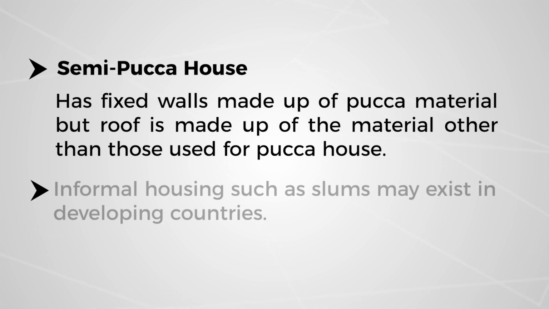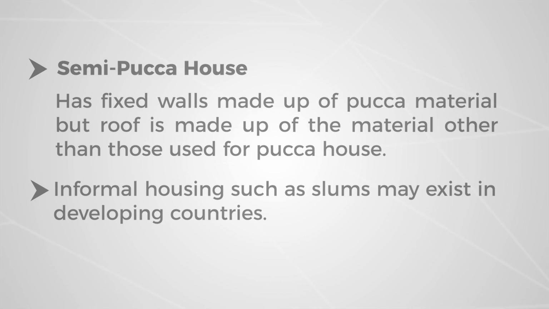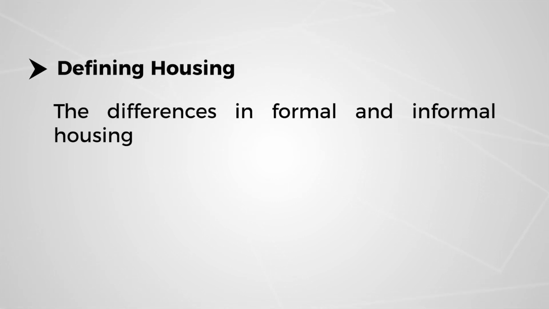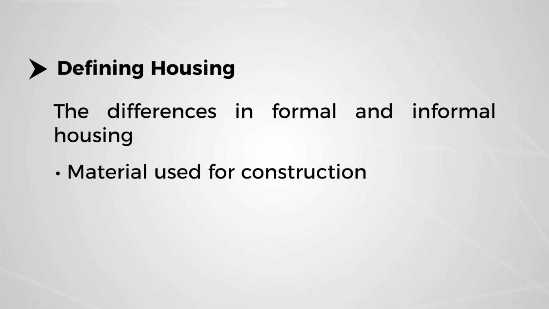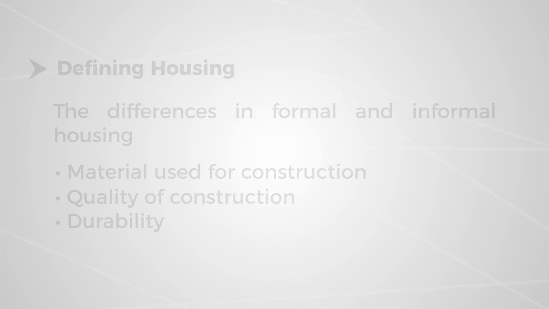Other than the formal housing, informal housing such as slums may exist in various countries. The differences in formal and informal housing to some extent are reflected in the material used for construction, quality of construction and durability, which is reflected in occasional surveys carried out by the National Sample Survey Organization in India.